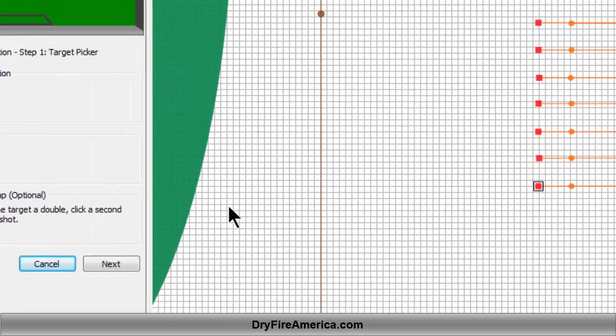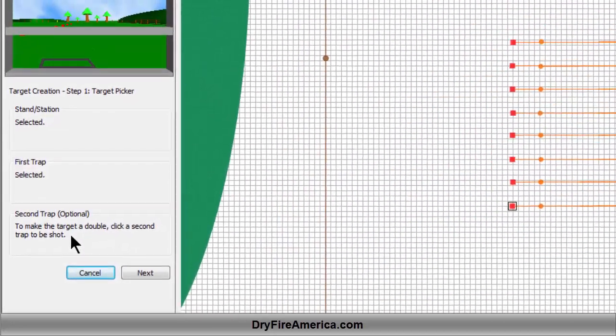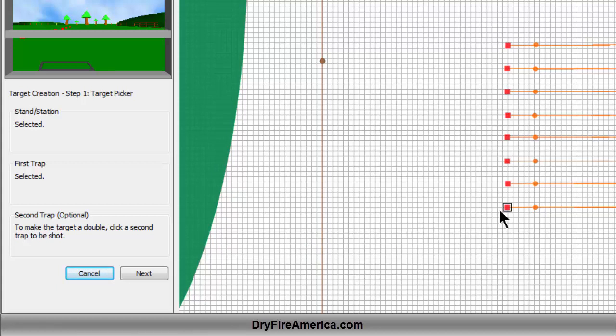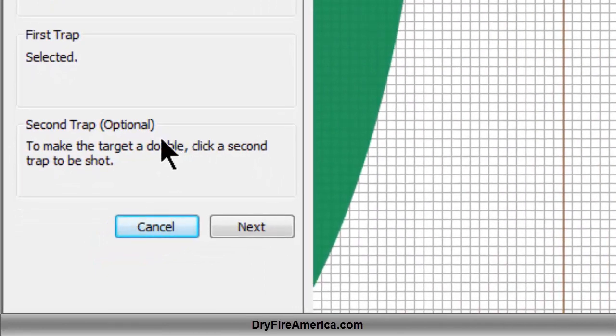And then if I go back to the sidebar, it says the second trap is optional. To make the target a double, click on a second trap to be shot. So I could come over here and click on this trap, and then what would happen would be I would have two targets coming at me. This one would be coming at a slight angle. This one would be coming straight in on me. Now, I'm not going to make this one that complicated, so I'm going to bypass the option of having a second trap. So I'm simply going to click on Next.